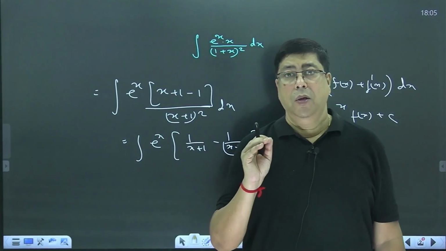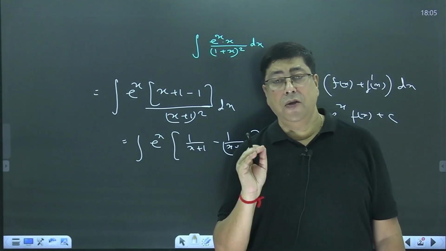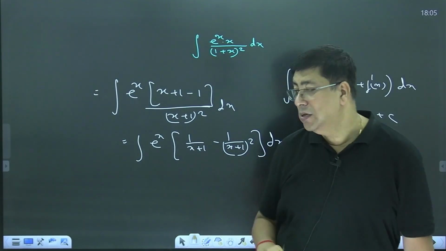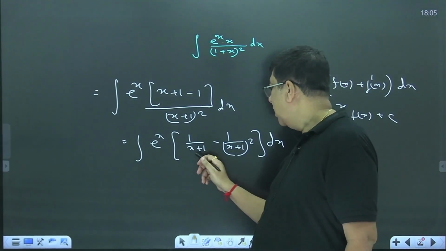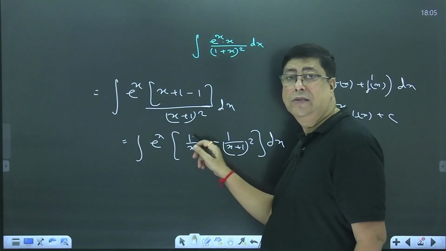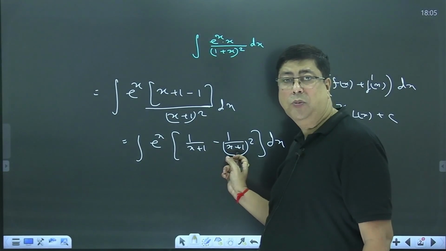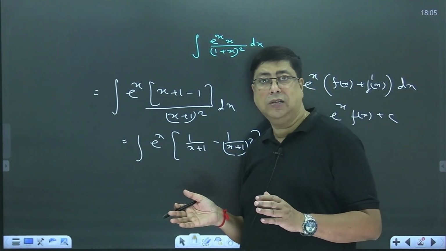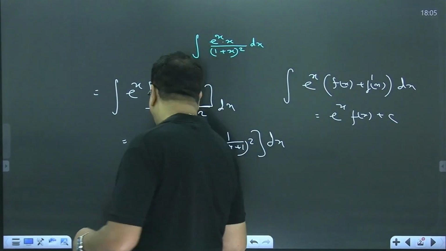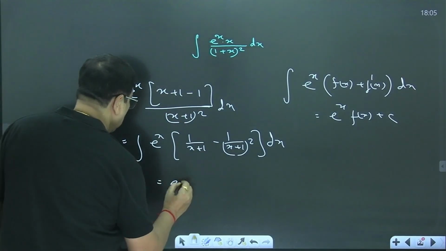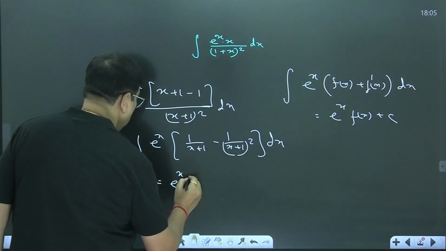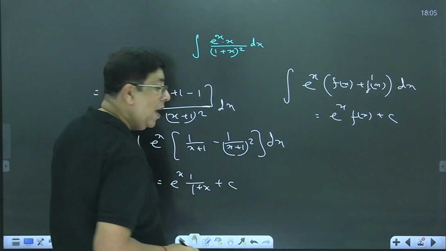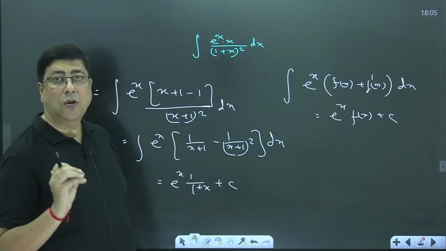So you have to practice differentiation first, and only then will you be able to do integration well. Because in this case, if we take this as f(x), its derivative is minus 1 by 1 plus x square. So e to the power x into (f(x) plus f dash x) is getting satisfied. Therefore, I can write this as e to the power x into f(x), which is 1 by 1 plus x, plus c, where c is the integration constant.